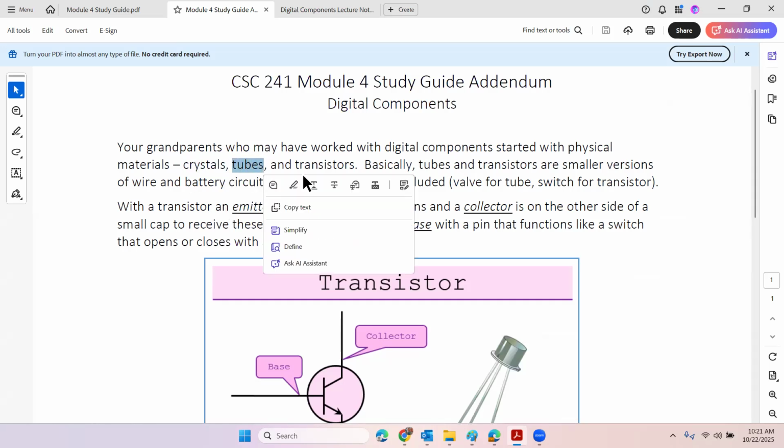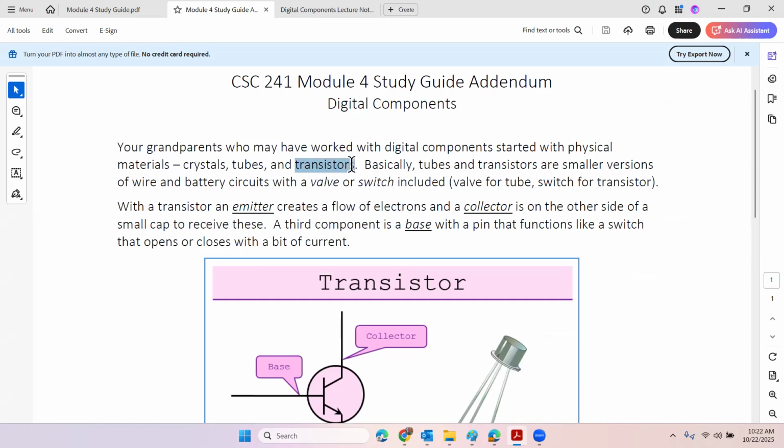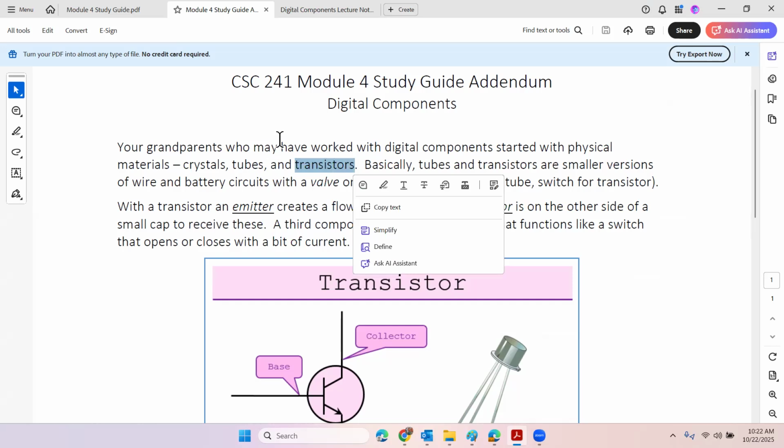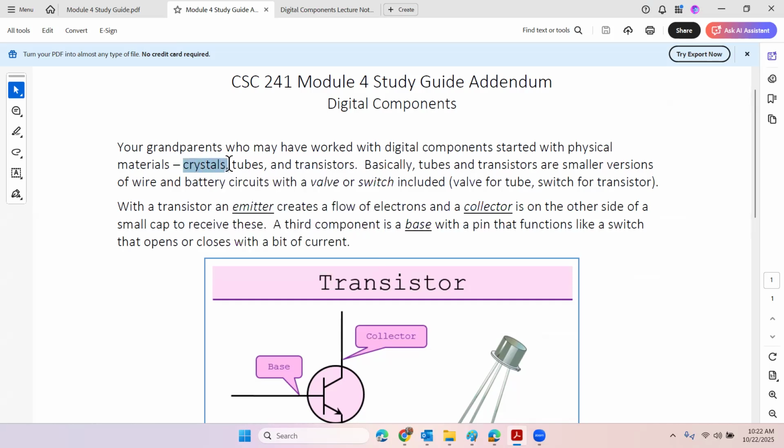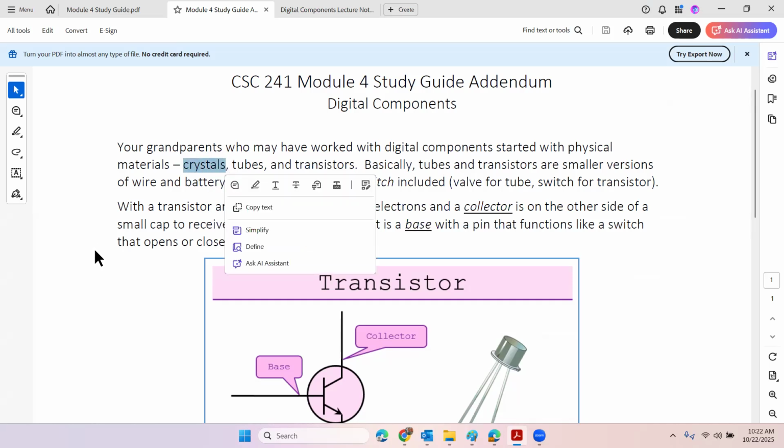But by the time we had transistors, your grandparents were able to build their own handheld AM radio with a rock crystal, and the rock crystal had something to do with frequencies. The type of crystal meant that you could work with certain frequencies.